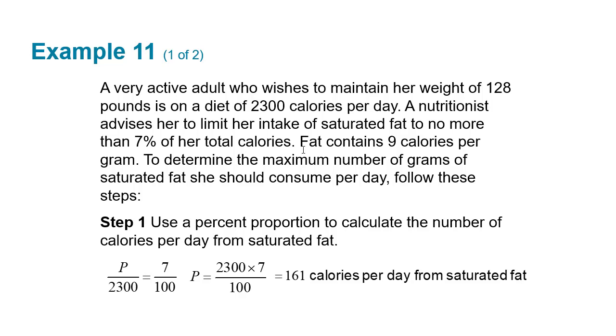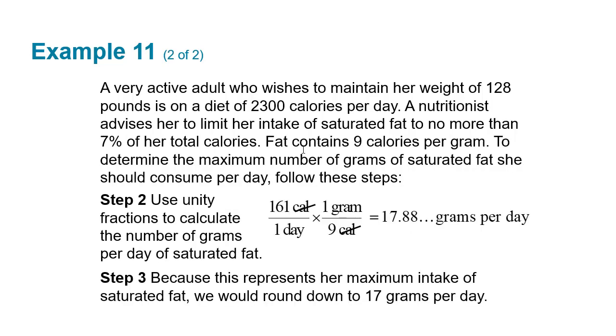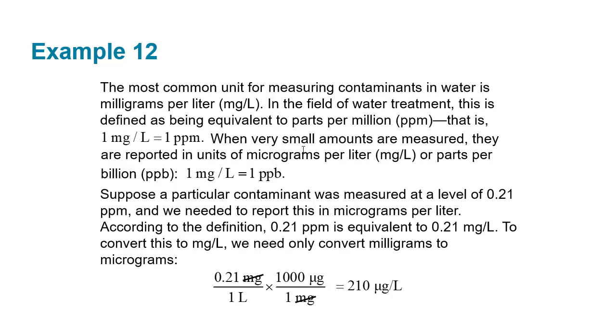But then we have to take it a step further and go, okay, now that we know the calories, 161 calories per day, they tell us that 1 gram has 9 calories. So we cancel out calories, and we get roughly 17.88 grams per day. So if they stay to 17 grams per day, they won't go over their recommended fat intake. The most common unit for measuring contaminants in water is milligrams per liter.